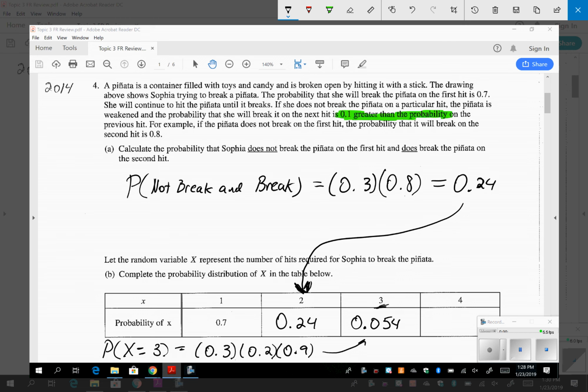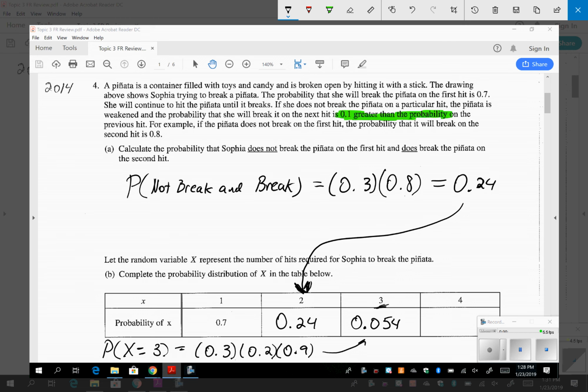Now you could keep doing that and write 0.3 times 0.2 times 0.1 times 1, because it says it breaks on the fourth one. That's the farthest you can go there. Or you could just think, I have one left. So take these three, 0.7, 0.24, and 0.054, add them together and subtract from 1. You can also do that. It's up to you. Both will give you the same answer. It's saying you're going to break it on the fourth one.